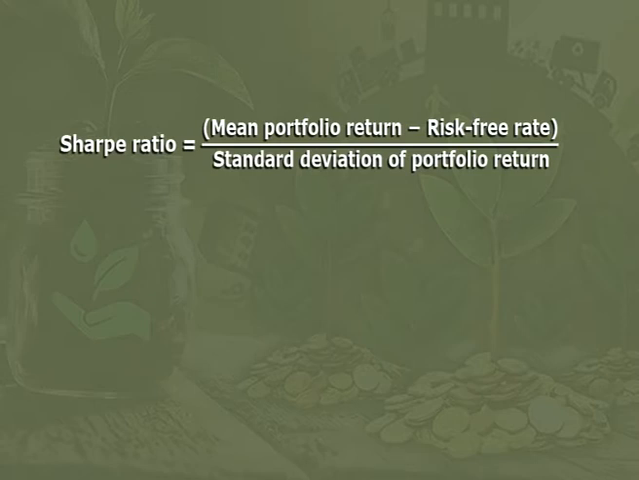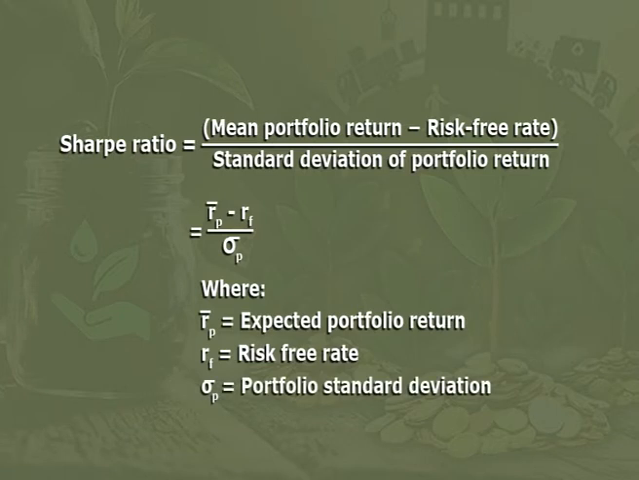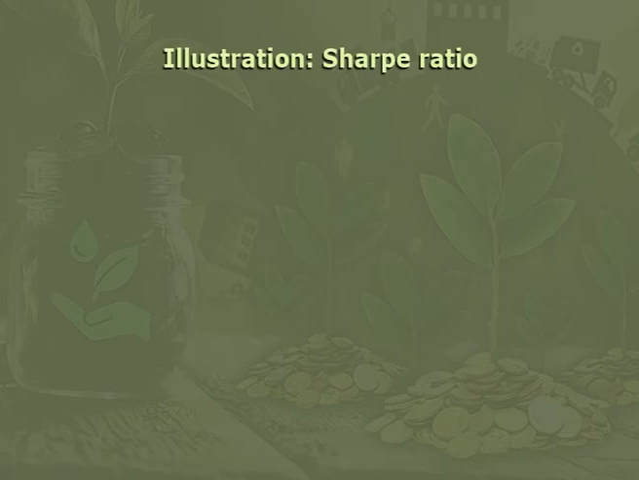Sharpe ratio is equal to mean portfolio return minus risk-free rate divided by standard deviation of portfolio return, R bar P minus R F divided by standard deviation P, where R bar P is expected portfolio return, R F is risk-free rate and standard deviation P is the portfolio standard deviation. Let's understand a simple illustration.